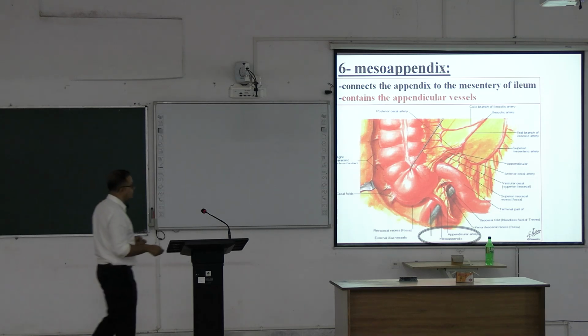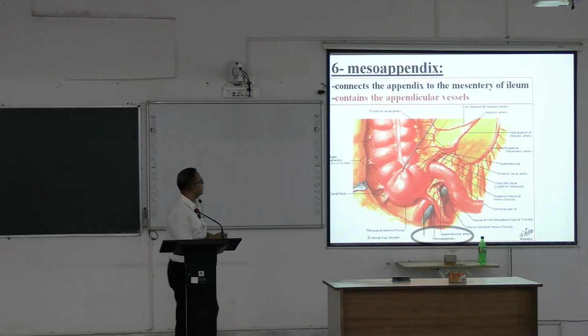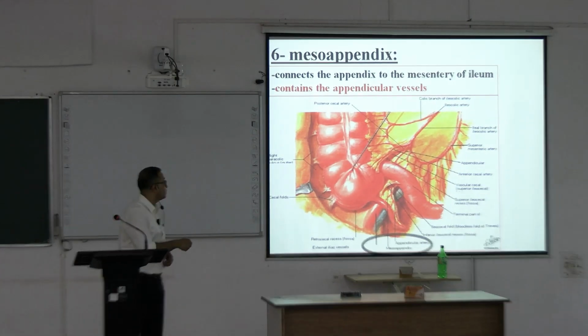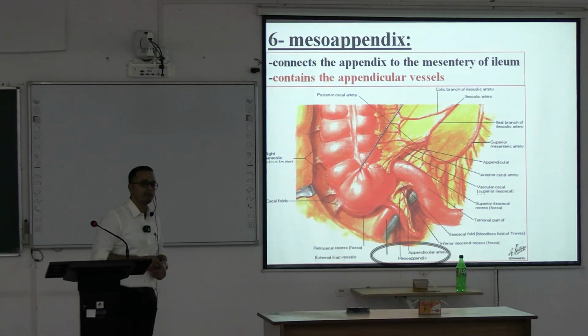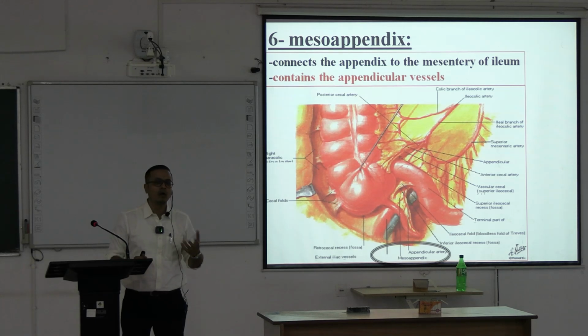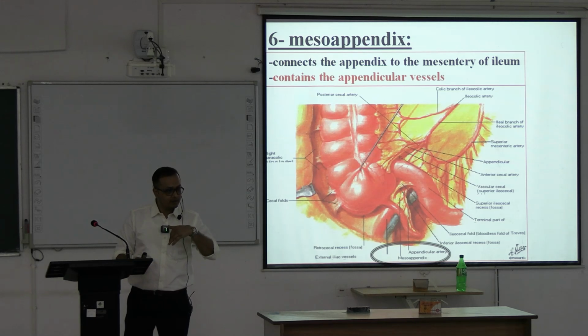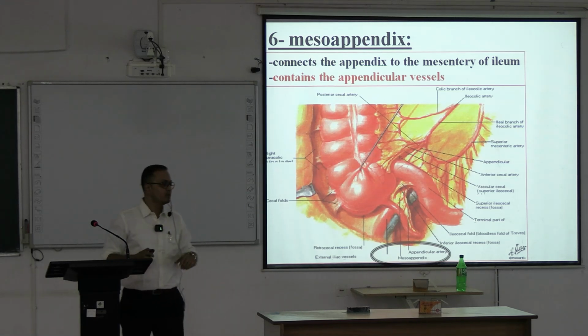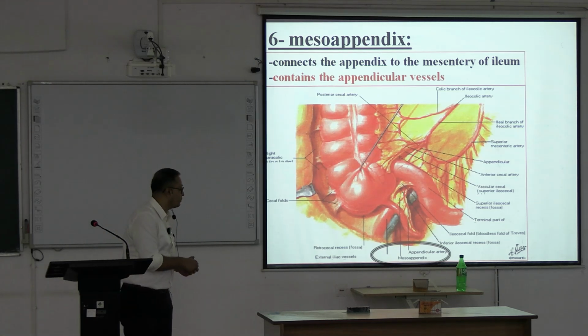Why? This narrow strip of peritoneal fold, which we call the mesoappendix, holds the blood vessel that supplies the appendix. Now, why is it important? Because the appendix is very prone to infections. If the appendix is infected, we have to do surgery, an appendicectomy, and remove it. If you have to remove it, you have to stop the blood flowing through it.